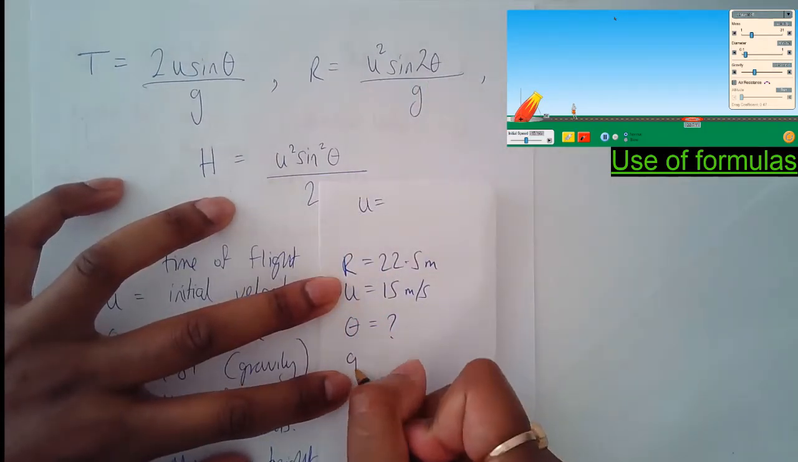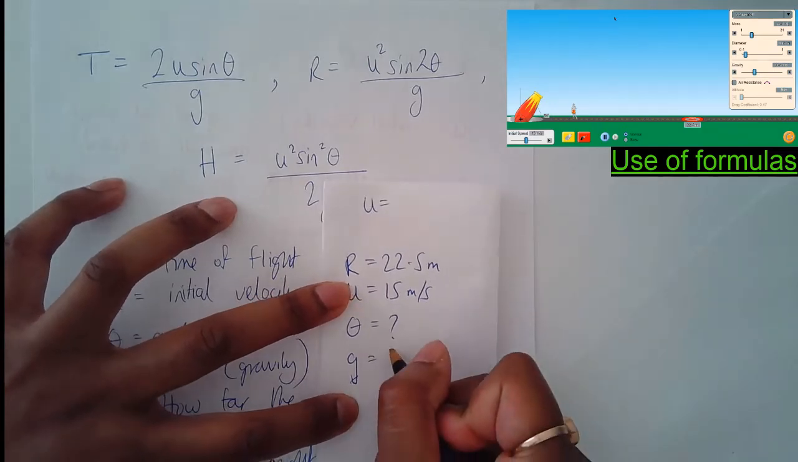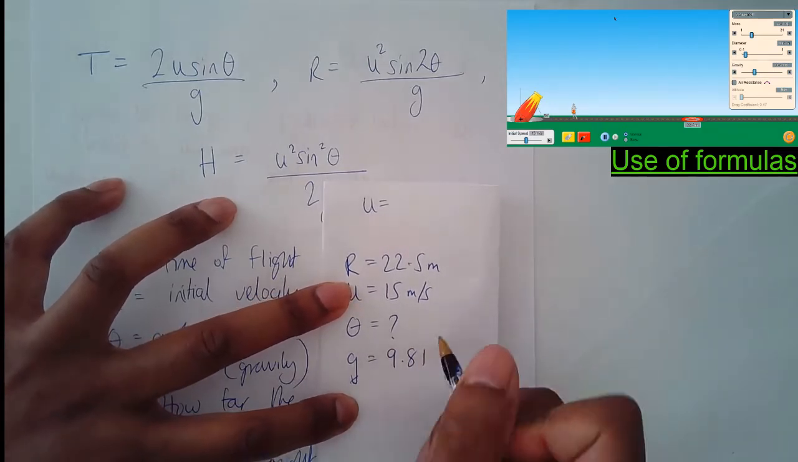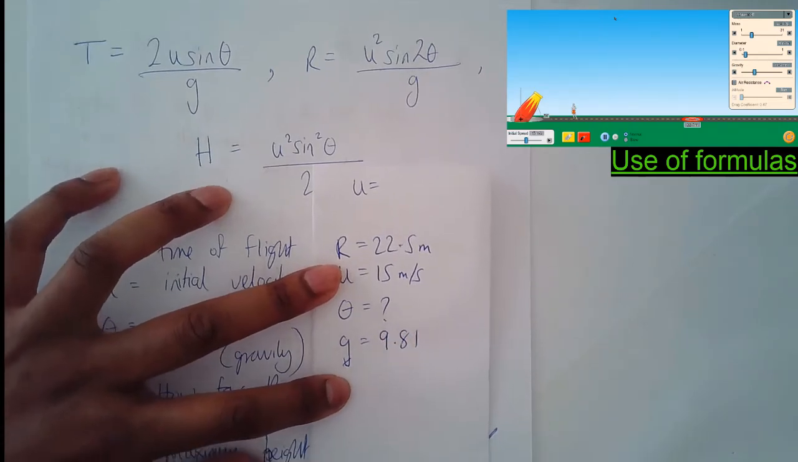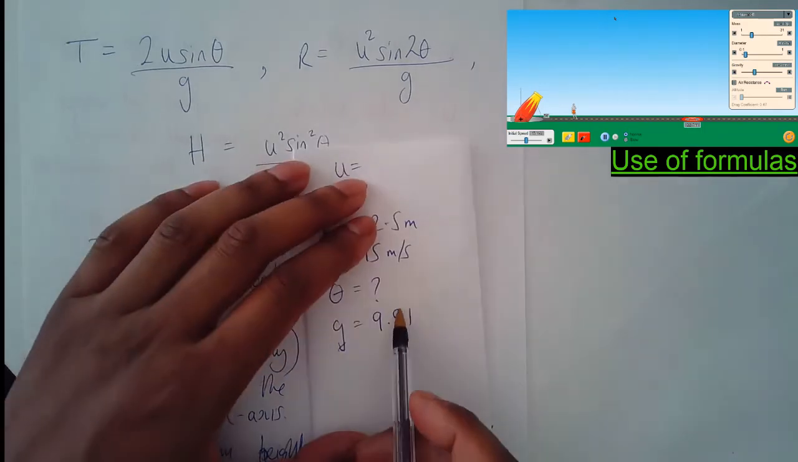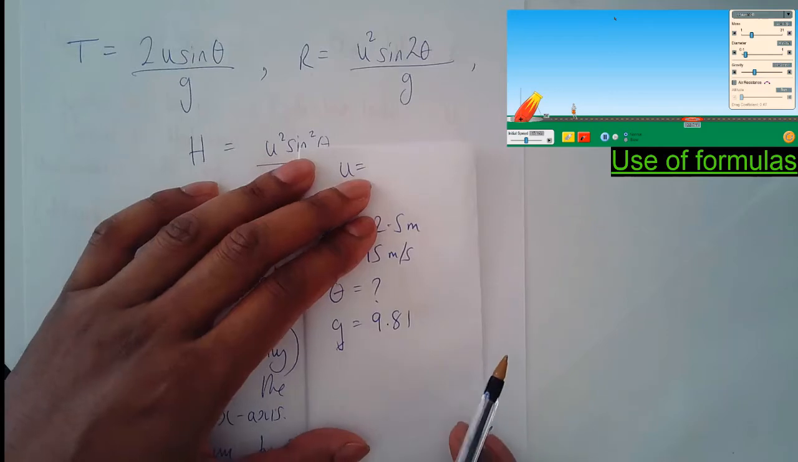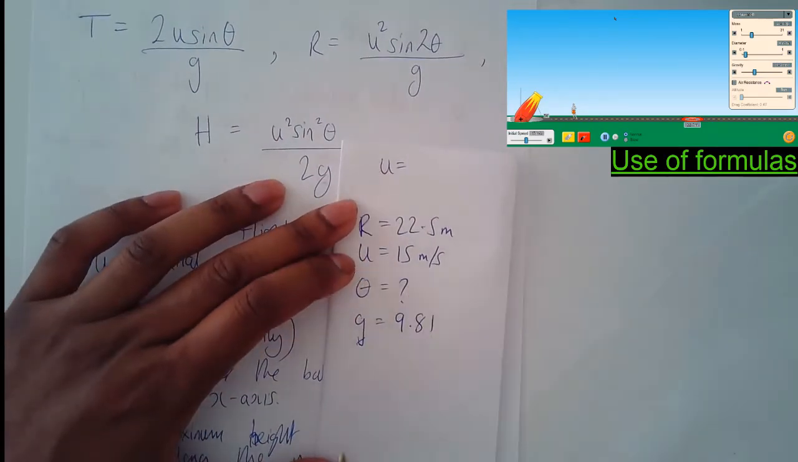G is acceleration due to gravity. That is set as 9.81. That's fixed. Obviously that will vary very slightly depending on where you are on Earth. So if you're on Mount Everest, obviously the furthest point away from the center of the Earth, that value will decrease ever so slightly. My job is to work out theta.